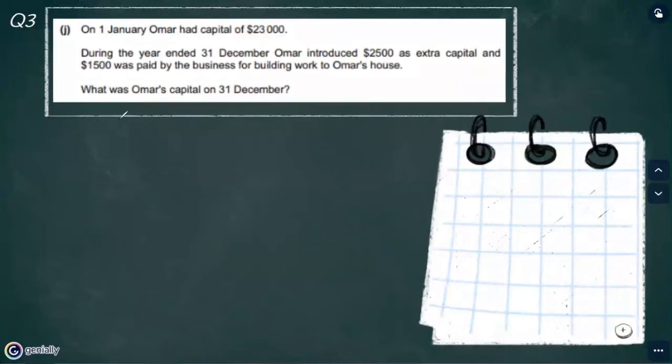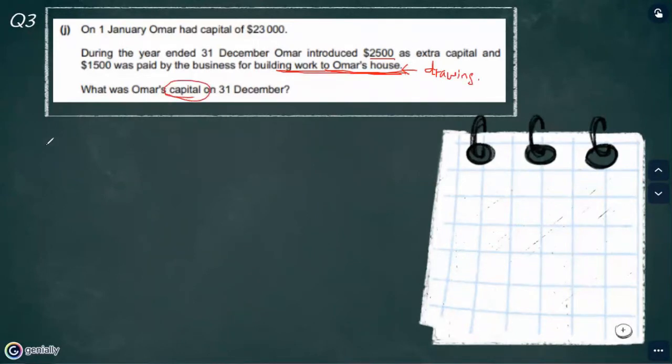On 1st January, Omar had capital of 23,000. During the year ended 31st December, Omar introduced 2,500 extra capital and 1,500 was paid by the business for building Omar's work. So Omar's house, they were building Omar's house. So this is basically a drawing because it's not for the business. And they want to know what's Omar's capital at the end of the year.